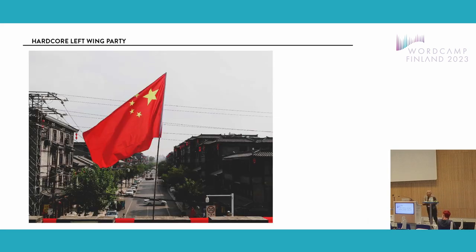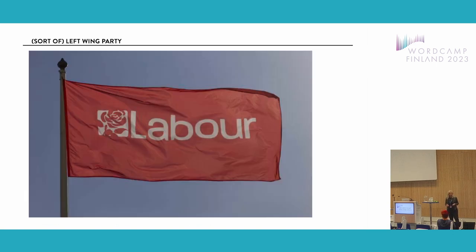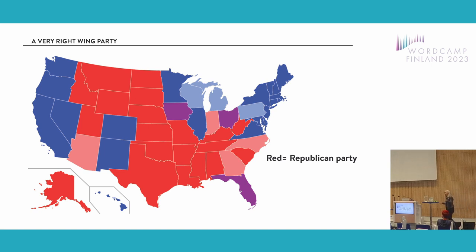Red, because here we go, the Chinese Communist Party, the flag for China is very red. This is a hardcore left-wing party. Then a sort of left-wing party is the Labour Party in the UK, so it's red. In Italy, we used to have the Communist Party. It was very, very red. So to me, red is the color of a left-wing party. But someone said blue, and in the US, it's not. The red states are Republican Party states. Red in the US is the color of a conservative party, and blue is the color of the Democrats. Not that they're very left wing, but still definitely more left wing than the Republican Party.